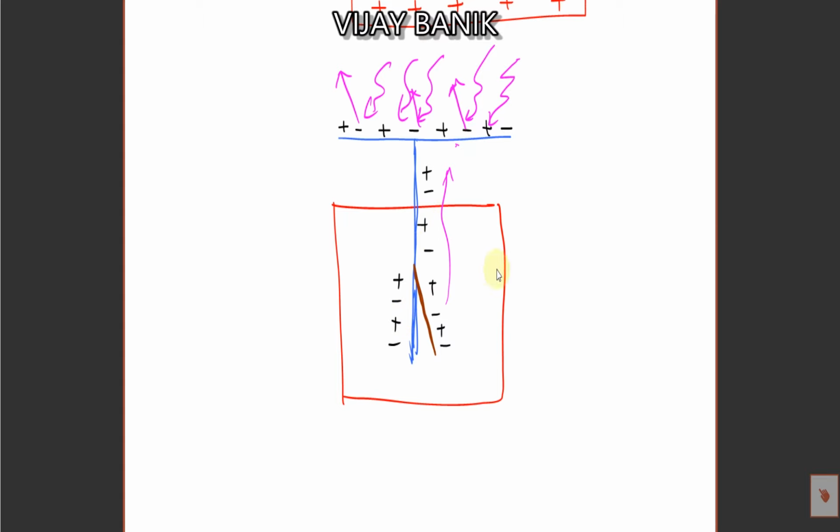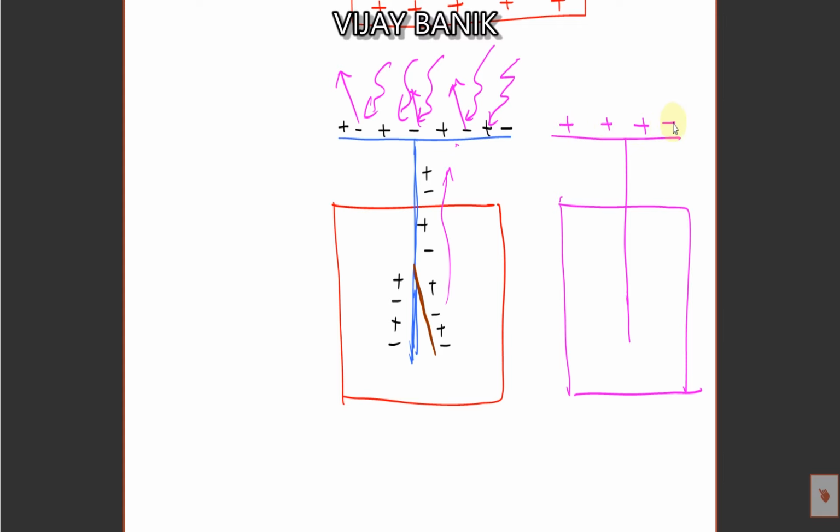If we draw this diagram again, you will notice that since the electrons have been ejected, this particular area, everything, has become positively charged. So this is positively charged and this is also positively charged. You will notice here the deflection is more in this case. Why? Because these are like charges.